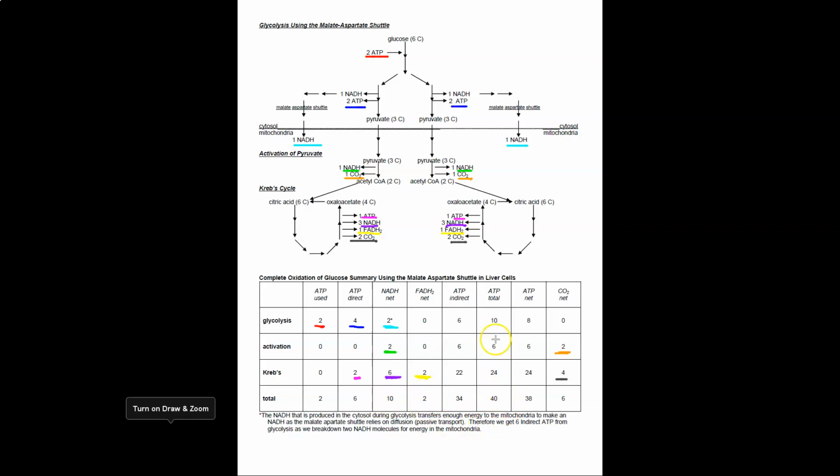That's 34. My total, 10 plus 6 plus 24 is 40. Or 34 plus 6 is 40. 40 minus 2 is 38. And then 8 plus 6 plus 24 is 38. And then I broke down glucose as completely as possible and liberated all the carbons. The 6 carbons came off as CO2, so I have a 6 carbon total. So that's kind of how you look at it, and you should have a pretty good idea of how this works for all of these.